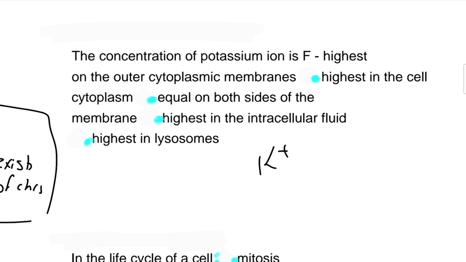Is the highest in the cell cytoplasm. This is correct. Is equal on both sides of the membrane. This is wrong. Is the highest in intracellular fluid. This is correct. Is the highest in lysosomes. This is wrong.